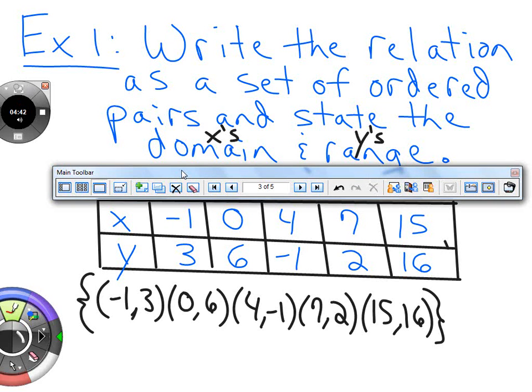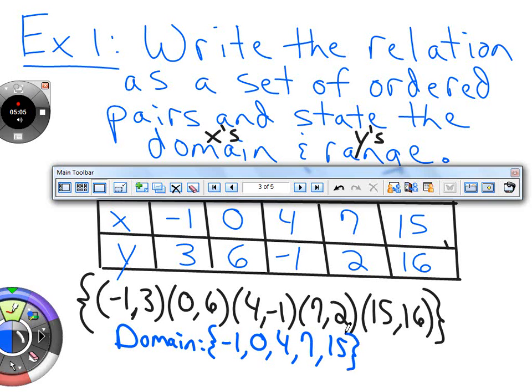So the domain, we would maybe say it like this. We could say the domain would be just the x coordinates. So the domain would be another set of brackets, and you just pull out the first coordinate. So that would be -1, 0, 4, 7, and 15. So that's the domain.